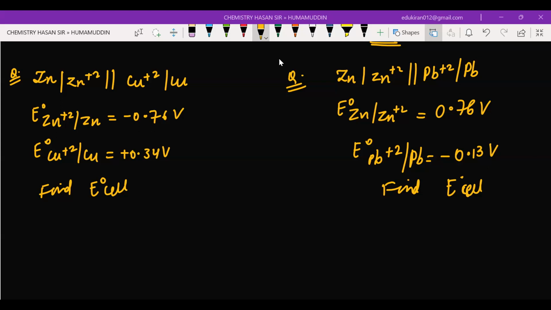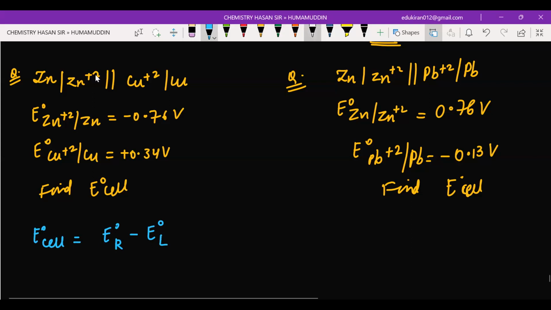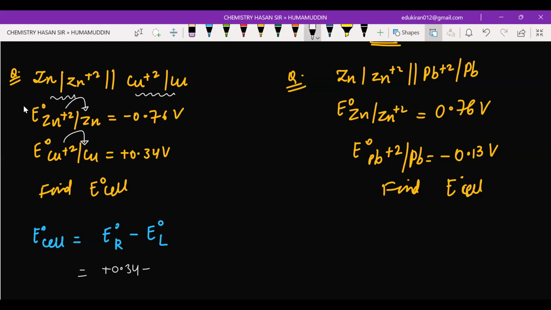Yeah, it is. Humam, your first question answer is correct. You know that E naught cell will be equal to E naught right minus E naught left, or E naught cathode minus E naught anode. For right, you can see Cu+2/Cu, and it is also reduction potential given. So plus 0.34 minus left, and here you have to check again and again whenever you are going to solve the question whether this potential is oxidation or reduction. If it is oxidation, then you need to change it to reduction. So after solving it, the answer that you will get is 1.10 volt.